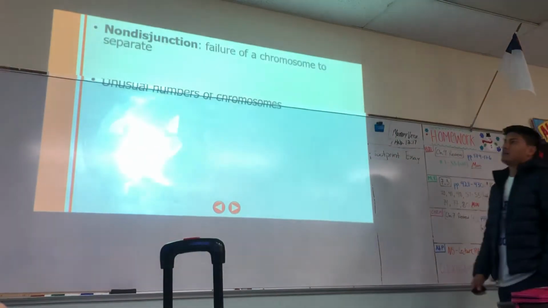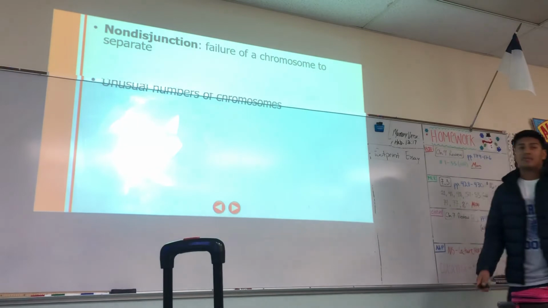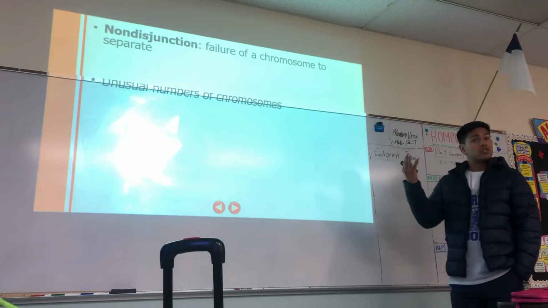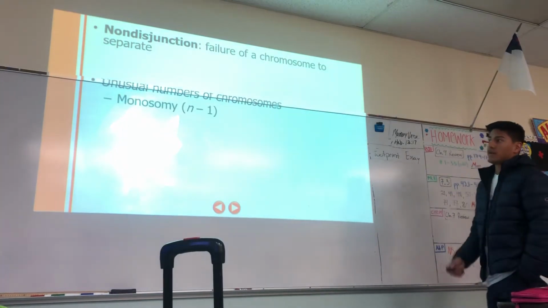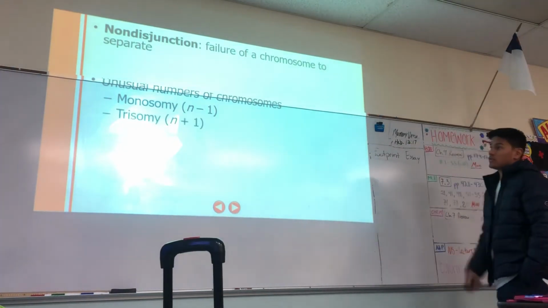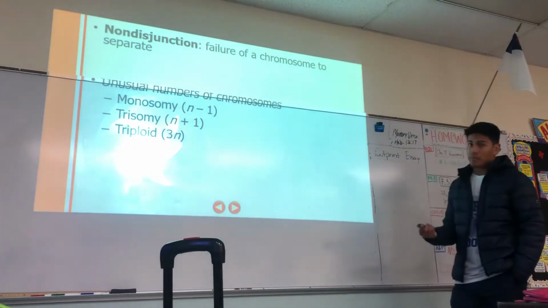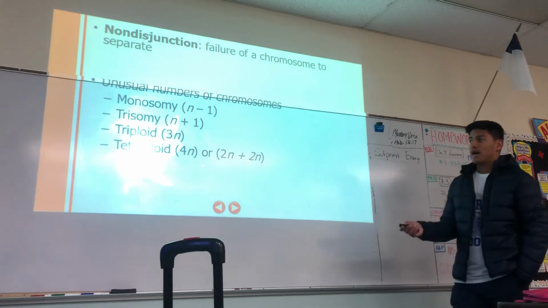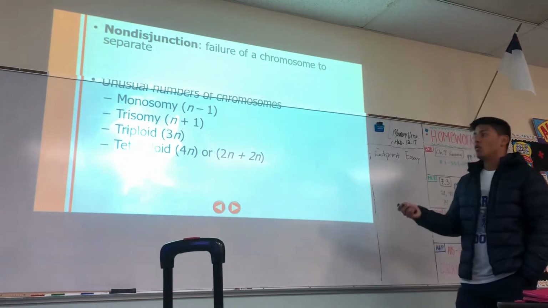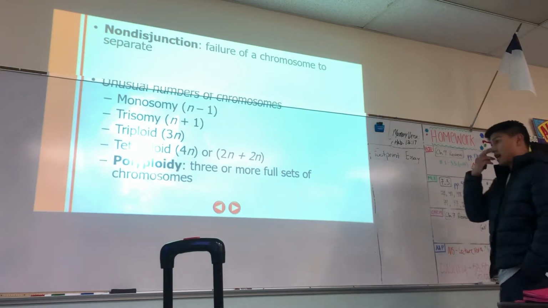Okay, so then we talked about non-disjunction, and we said that that's when a chromosome fails to separate. That leads to either a surplus of chromosomes or a deficit of chromosomes, right? Like monosomy, we say is when you have one less chromosome than you should. Trisomy is when you have one more chromosome than you should. So if you have 3 chromosomes, it's a triploid. If you have 4 chromosomes, it would be tetraploid, and that would be 4 of the same or 2 of one and 2 of another. Sometimes that happens as well when meiosis doesn't happen correctly.